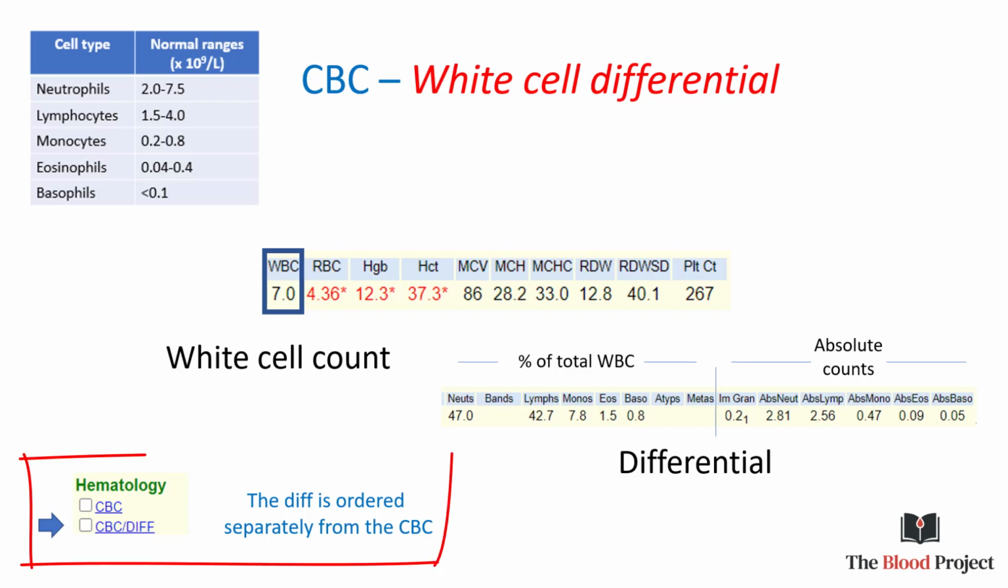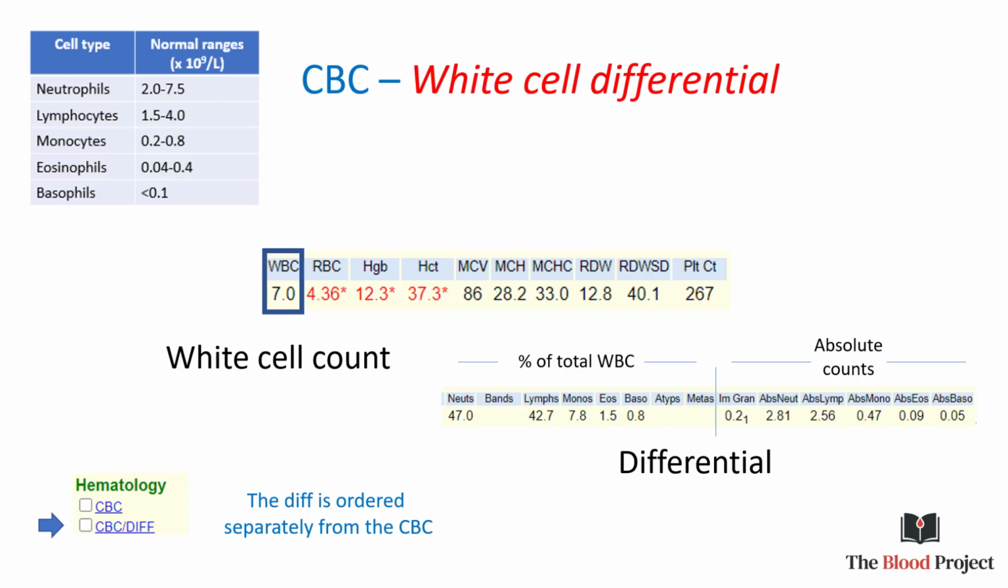First, in most institutions, you have to order it separately from the CBC. Don't forget to check off the box. The same, by the way, is true of the reticulocyte count. Like the white cell differential, retics are typically measured by the same automated counters that generate the CBC, but they are not considered a part of the routine CBC and need to be requested separately.